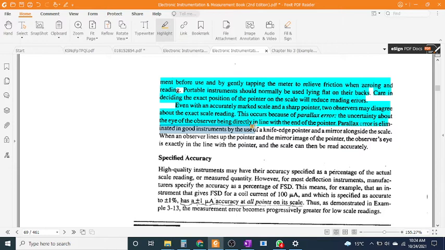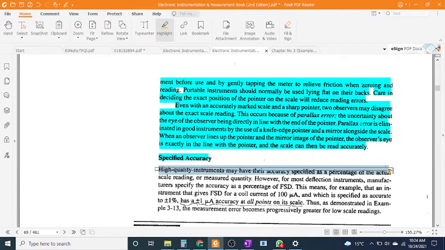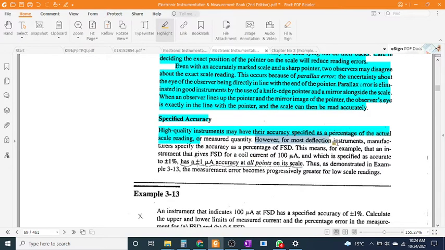Specified accuracy. High-quality instruments may have their accuracy specified as a percentage of the actual scale reading, or measured quantity. However, for most deflection instruments, manufacturers specify the accuracy as a percentage of FSD. This means, for example, that an instrument that gives FSD for a coil current of 100 µA, and which is specified as accurate to 1%, has a plus or minus 1 µA accuracy at all points on its scale. Thus, as demonstrated in example 3-13, the measurement error becomes progressively greater for low scale readings.